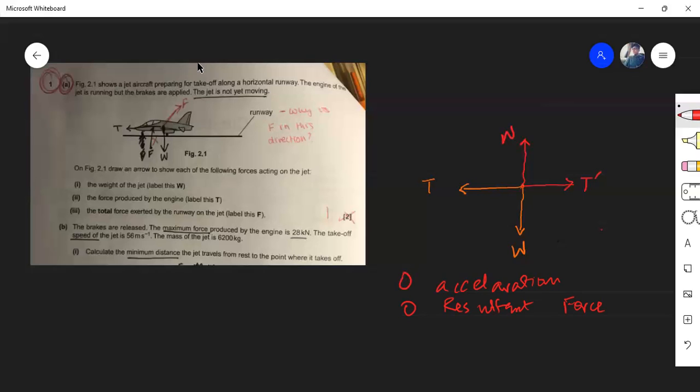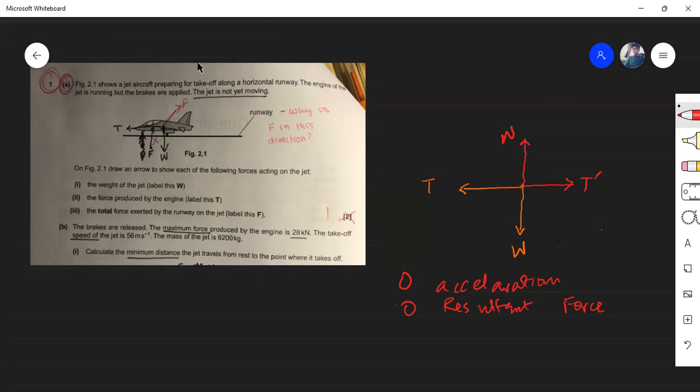So T and T prime are working against each other, and the normal force and the weight are working against each other in the vertical plane. So everything cancels out, and we have zero resultant force, hence zero acceleration. So we can say that the jet is not yet moving because of this. Okay, moving on.